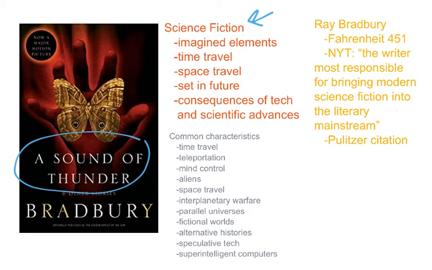The classic elements of a science fiction novel include time travel, teleportation, mind control, telepathy and telekinesis, aliens, extraterrestrial life forms and mutants, space travel and exploration, interplanetary warfare, parallel universes, fictional worlds, alternative histories, speculative technology, and superintelligent computers and robots. You might see any of those in a science fiction text, although it might not contain any of those elements. The author that we're going to be reading today is Ray Bradbury.